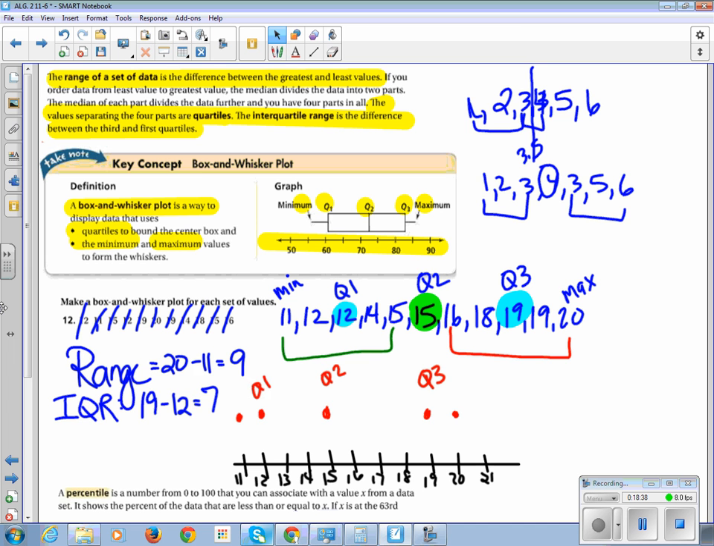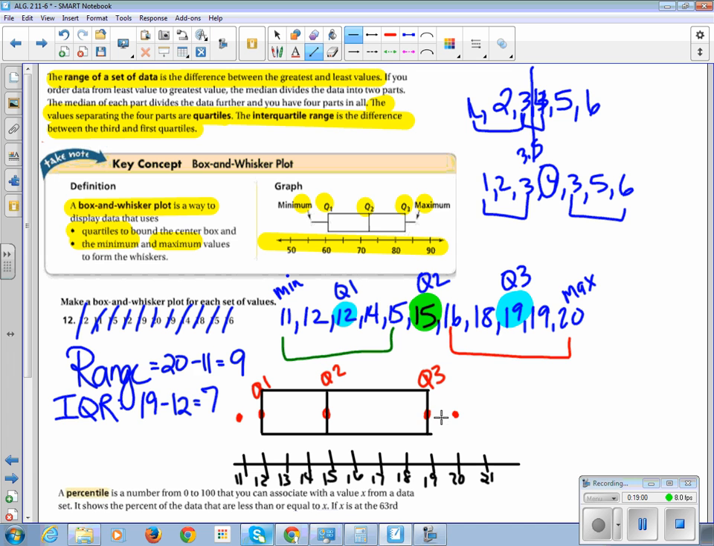All right, so what we're going to do is put a vertical line at each of my quartiles. We're going to connect quartile 1 and quartile 3. So we have our box. And then the last thing we're going to do is put our whiskers. And voila, we have a box and whisker plot.